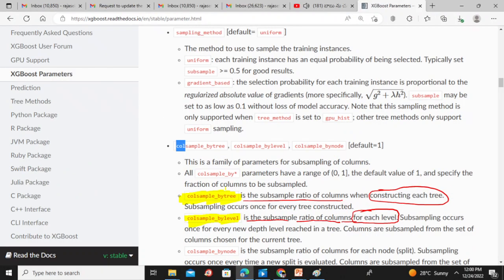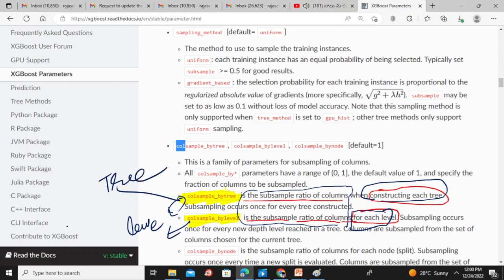The most important thing is colsample_bytree, isn't it? Just see what it says: colsample_bytree, colsample_bylevel. What is this? A common thing: it is the subsample ratio of columns. In both cases you can see they are related to the subsample ratio of columns. One is for constructing each tree. The other, by level, is related to levels.